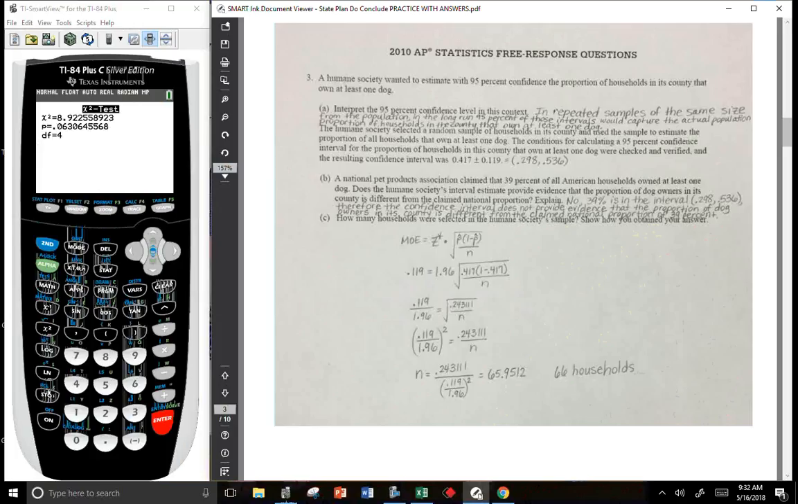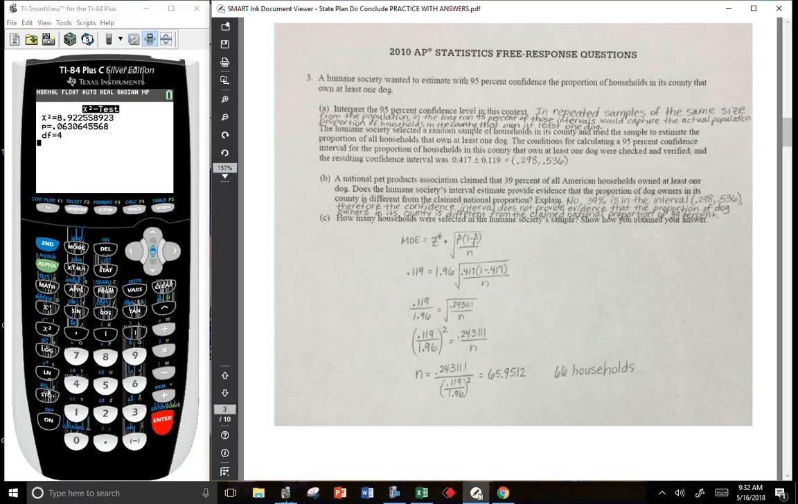Okay, a National Pet Products Association claimed that 39% of all American households owned at least one dog. Does the Humane Society interval estimate provide evidence that the proportion of dog owners in its county is different from the claimed national proportion? Is 39% in our interval?